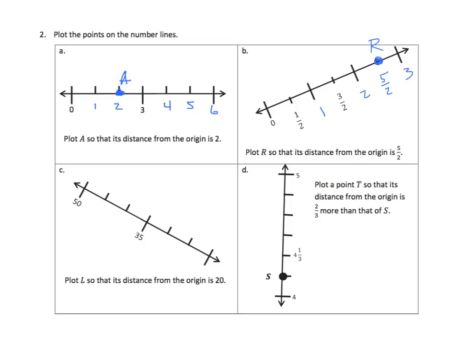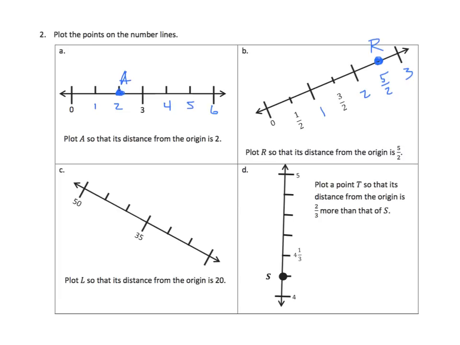Going to C and D. It says plot L so that the distance from the origin is 20. We don't have an origin, but we do have these values here. And we'll assume that this is 50 from the origin, this is 35. So the origin must be someplace along the line down this way. Well, let's look at 50 and 35. I have 1, 2, 3 hops in between.